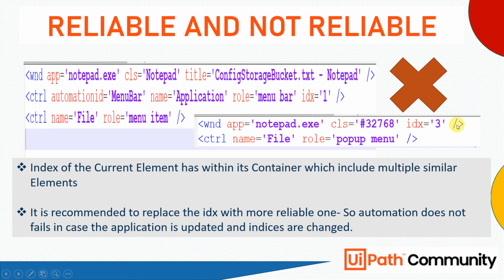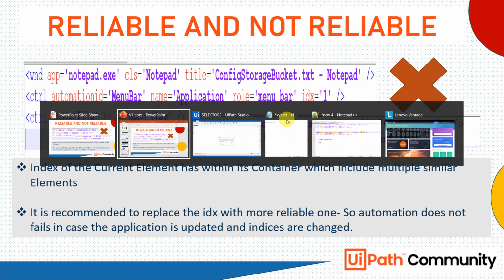Now what happens if the index changes, right? The index might change. So that's why it is always recommended to replace the IDX with a more reliable one, so automation does not fail in case the application is updated or the indices are changed. If the index is tomorrow changed to 2 or 1 or 4 or 6 or 7, this automation will fail.